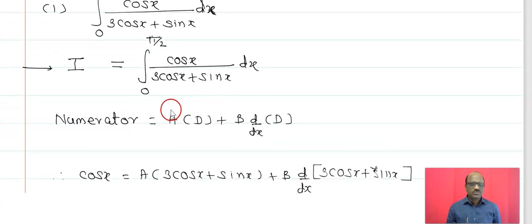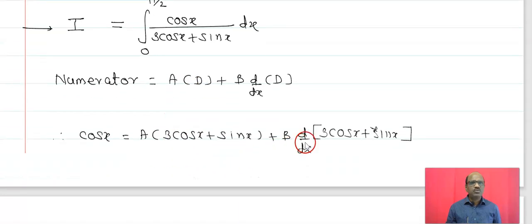That is, I is equal to the integral from 0 to pi by 2 of cos x upon 3 cos x plus sin x dx. This is of the type where the numerator is equal to a into the denominator plus b into d/dx of the denominator. What is the numerator here? The numerator is cos x. A into the denominator, and the denominator is 3 cos x plus sin x, and b into d/dx of the denominator.